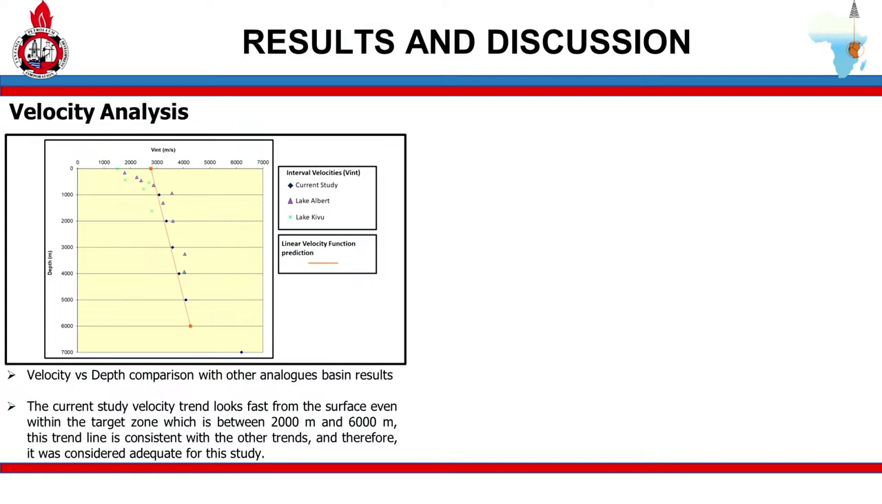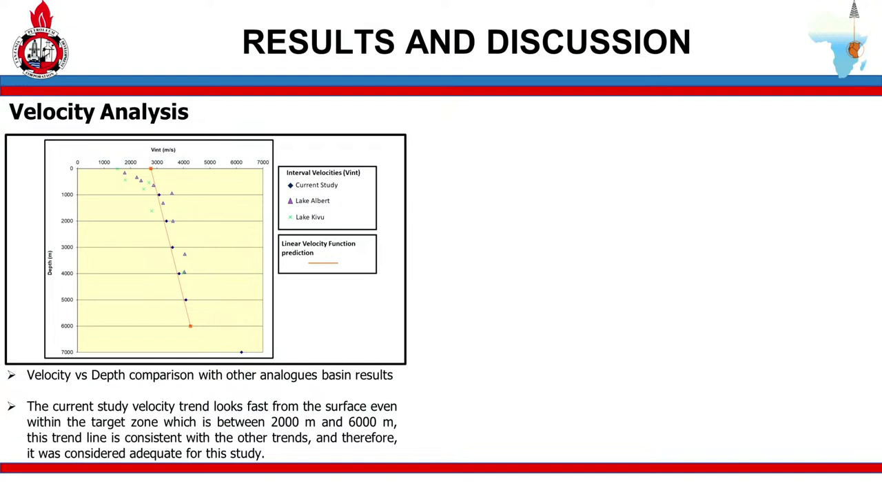A highlight of the result is the velocity trend. We compared the velocity trend from three areas: Lake Kivu, Lake Albertine, and the current Lake Kayasi. The linear velocity analysis conducted indicated that it conforms very well with the velocity analysis conducted in Eastern Africa, which used real data, but with a little difference on top. In the current study, you can see the velocity looked a little bit fast, but generally it conformed with all other basins within the Eastern African Rift.